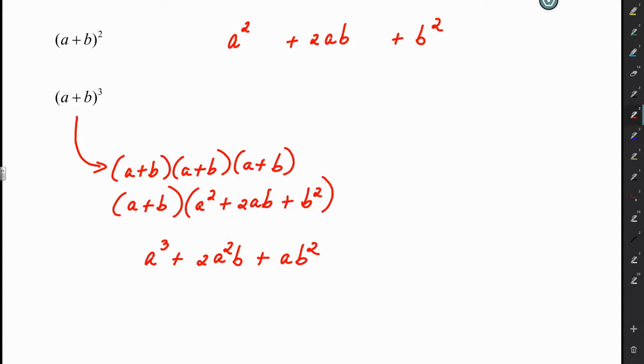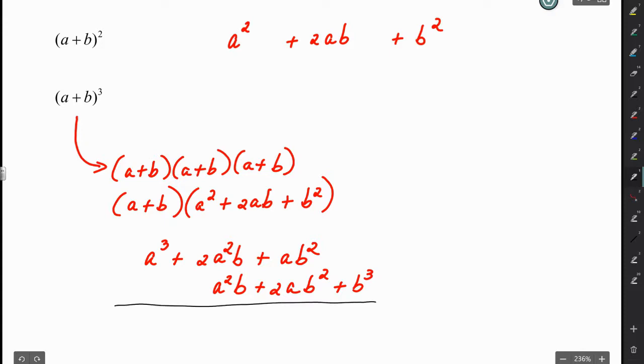So b times a squared, I'm going to get a squared b. Then b times 2ab, I'm going to get plus 2ab squared. And b times b squared is b cubed. All right, I'm going to add those together. And I'm going to get a cubed plus 3a squared b plus 3ab squared plus b cubed.